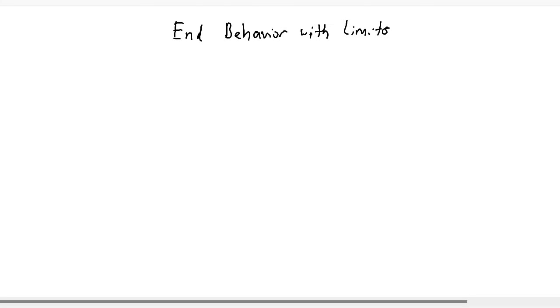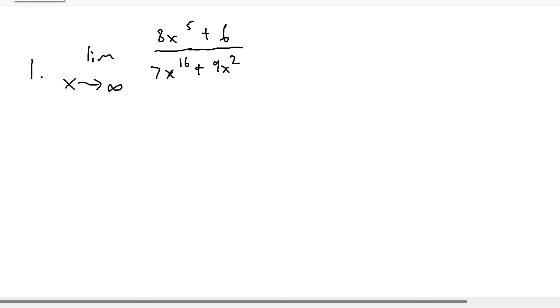So let's take a look at a couple limits that deal with end behavior. So let's take a look at the limit as x approaches infinity of 8x to the 5th plus 6 over 7x to the 16th plus 9x squared. So the way I approach these problems is just by looking at the highest degree of the numerator and the highest degree of the denominator.